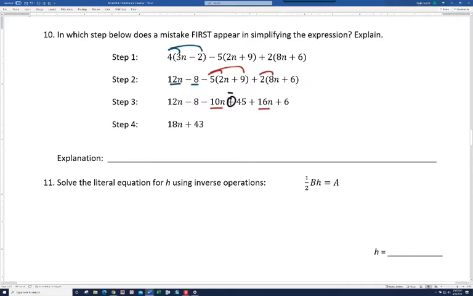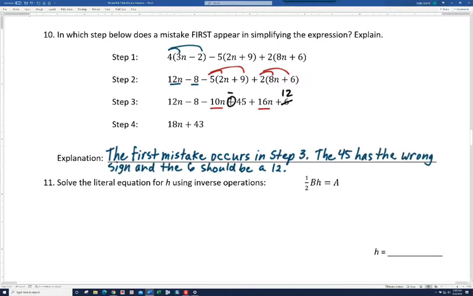So there's the first step where we have a mistake, but that's not the only one. Notice 2 times 8n, when we distribute here, we get 16n, and 2 times 6, they forgot to multiply the 6 by 2, you get 12 there. And that's actually a common mistake, to forget to multiply times the second term in the parentheses. And so here, we're ready to go with our explanation. The first mistake occurs in step 3, and basically the 45 has the wrong sign, and the 6 should be a 12. All right, let's move on to number 11.